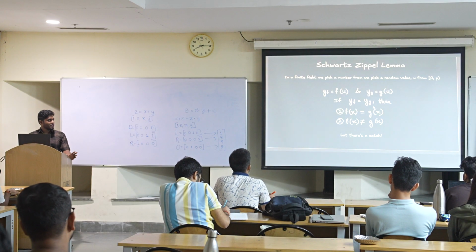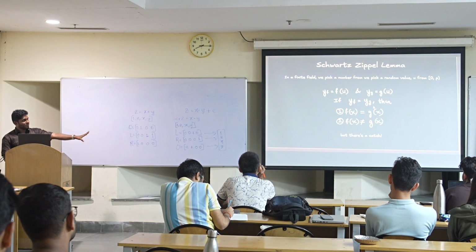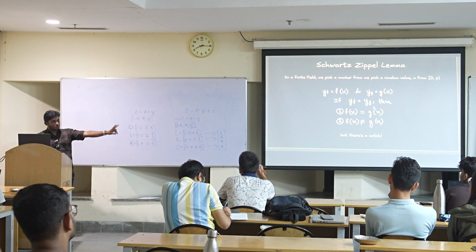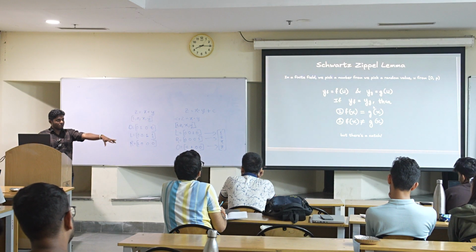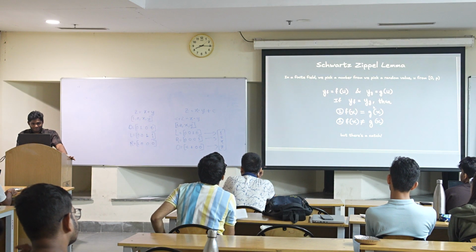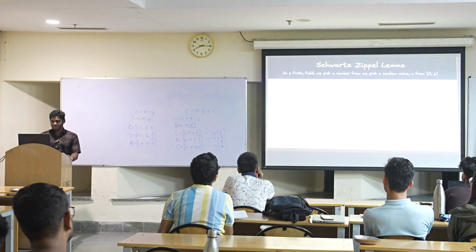If y of f equals y of g, there's a chance that both the polynomials are the same, but there's also a slim chance that both the polynomials are not the same.